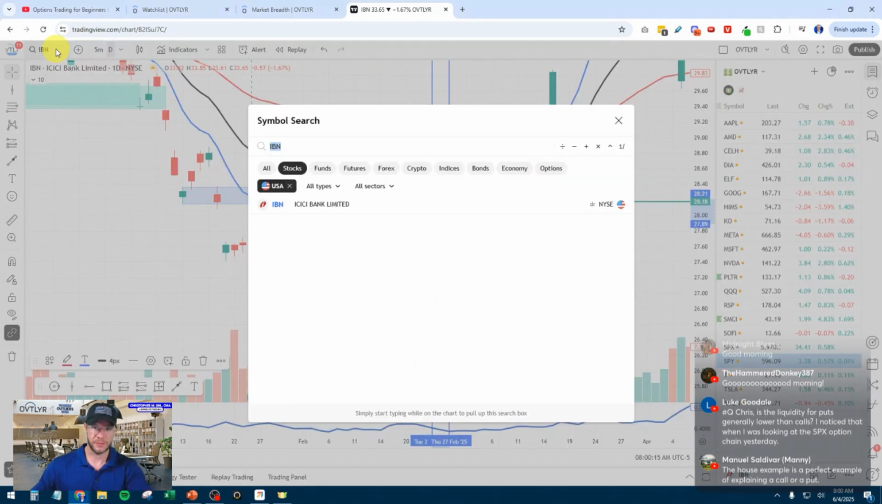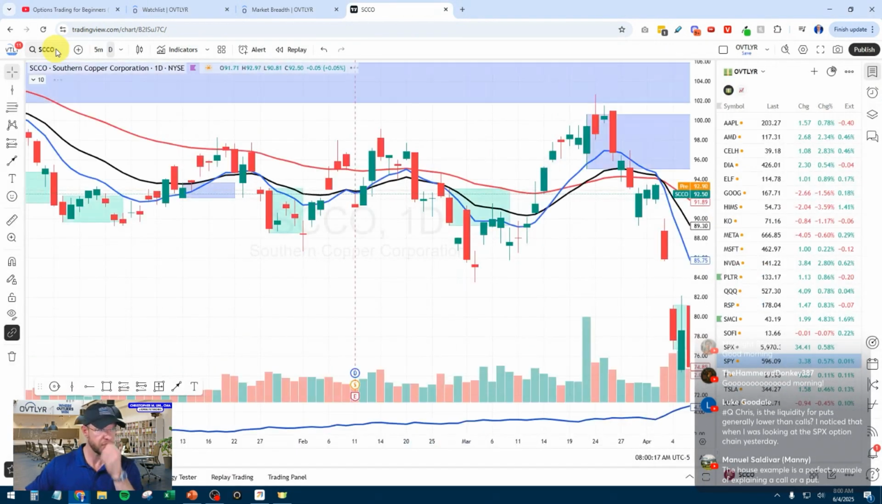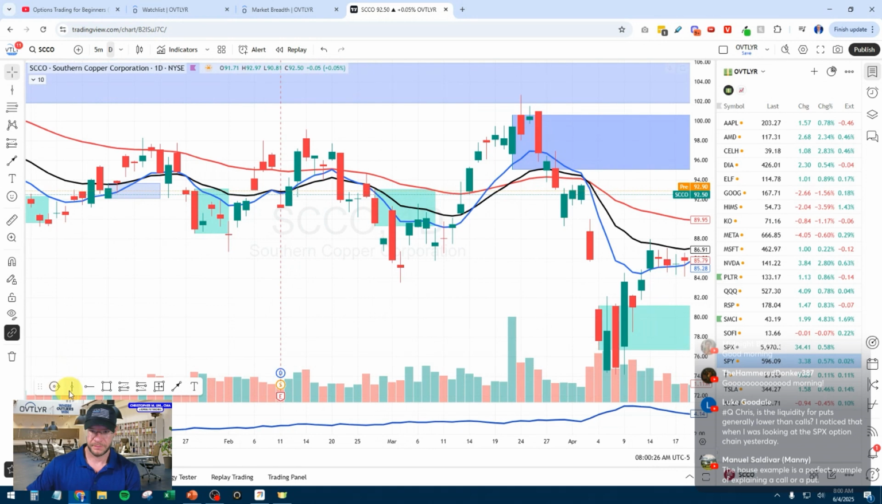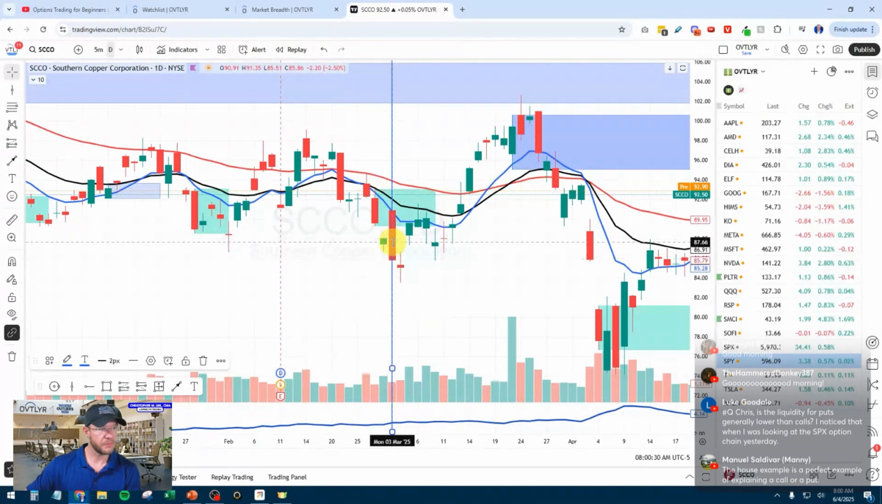That was SCCO. Both of these are the only puts I bought since probably 2022. SCCO on March 3rd. Here, I bought on the bottom of this candle, I believe it was. I got in at 86.80. 86.80, so it's a little bit higher. 86.80 is about right here. You can see it went down one day after that, but then it turned back around.